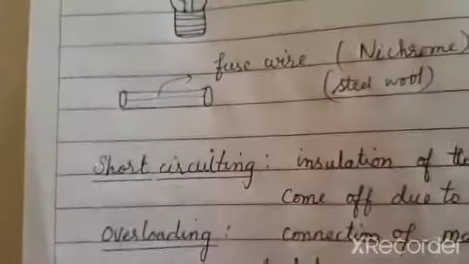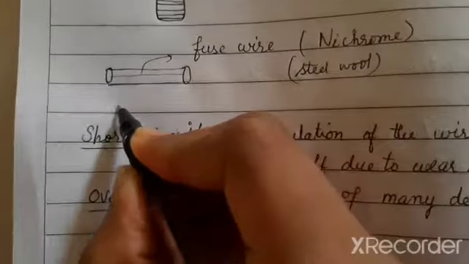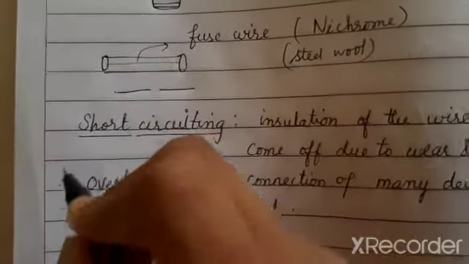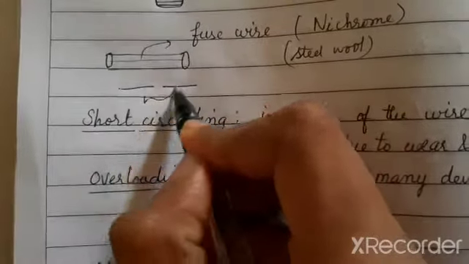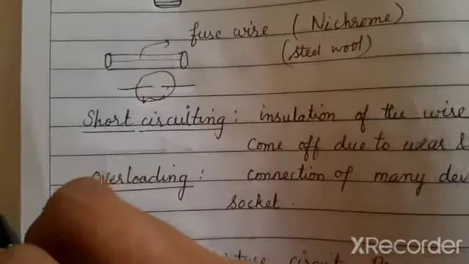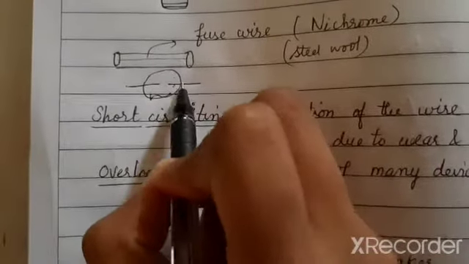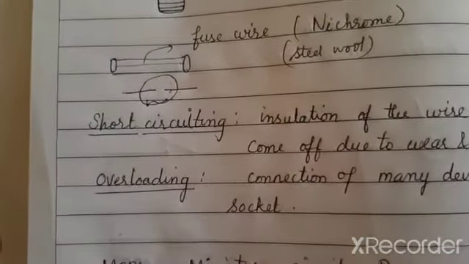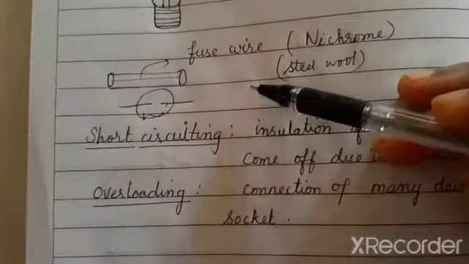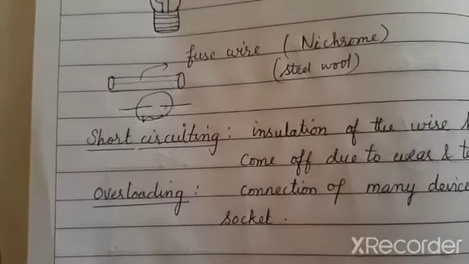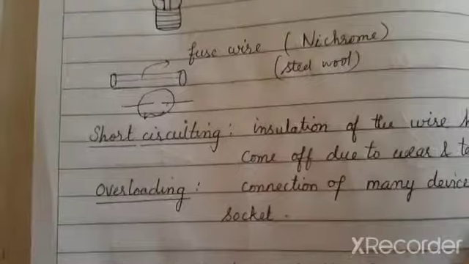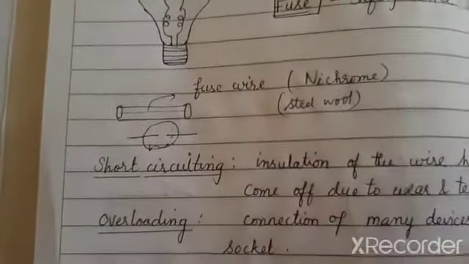Can you see here? This is a straight thin wire, right? This wire would split like this. So what happens? A break in the circuit occurs, so that the current will not flow, and hence it protects us, as well as the appliances. This is how the fuse wire operates.